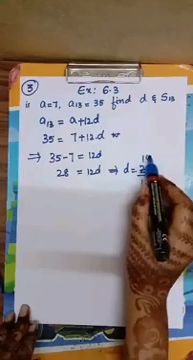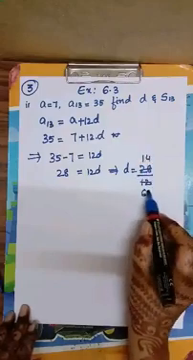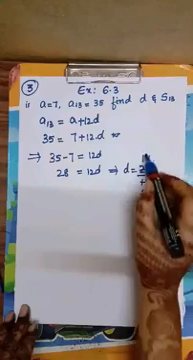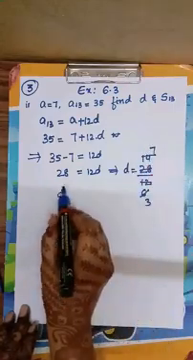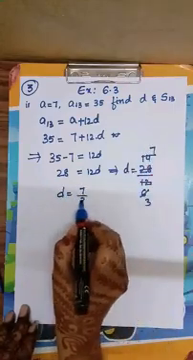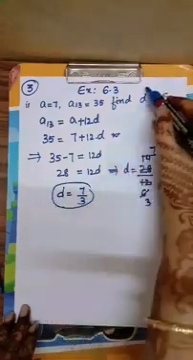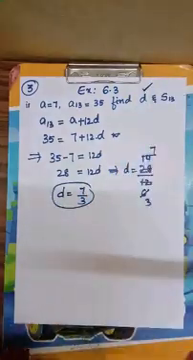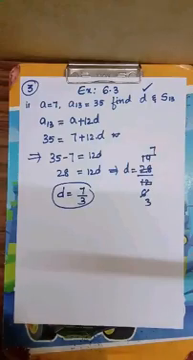2 ones are 2, 2 fours are 8... 2 sixes are 12. 2 threes are 6, 2 sevens are 14. So we got the value of D as 7 by 3. Okay, we have found D. Now what do we have to find? We have to find S13.